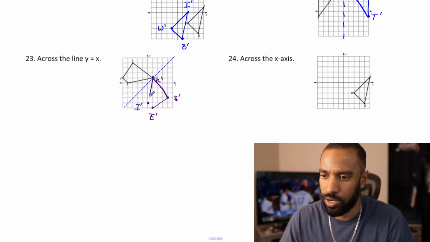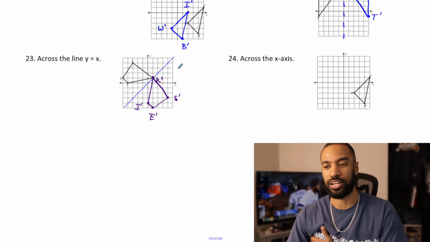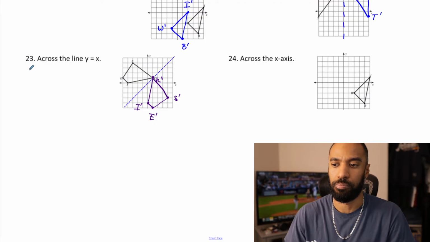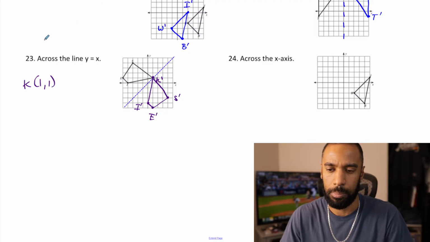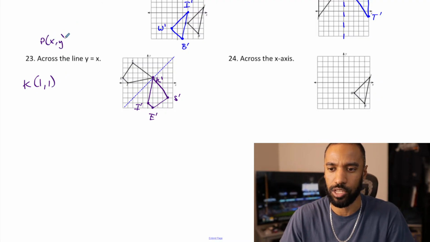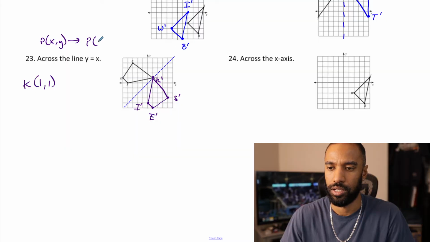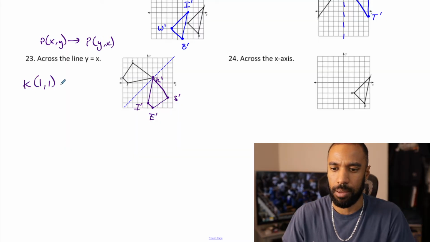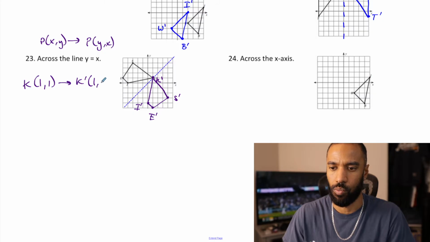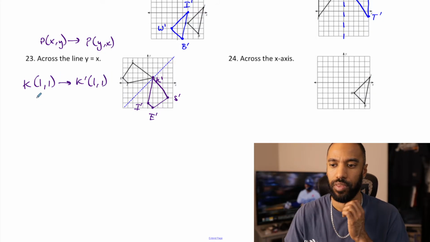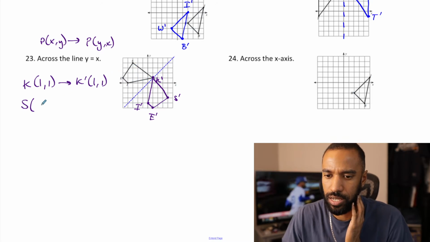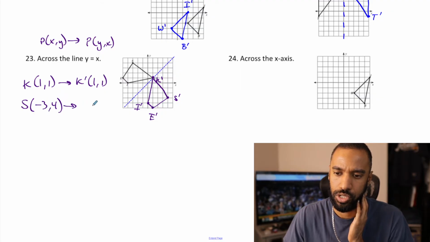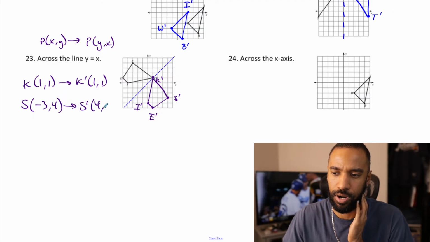Now, maybe you prefer using the rule, but you'd need to actually have the rule itself for it. So you'd probably label out your parts. K was at 1, 1. You swap. Remember, you go from some point x, y to some other point y, x. So K prime is also at 1, 1. The x, y swap, you're still there. S was at, what, 1, 2, 3, I think negative 3, 4. So S prime is at 4, negative 3.